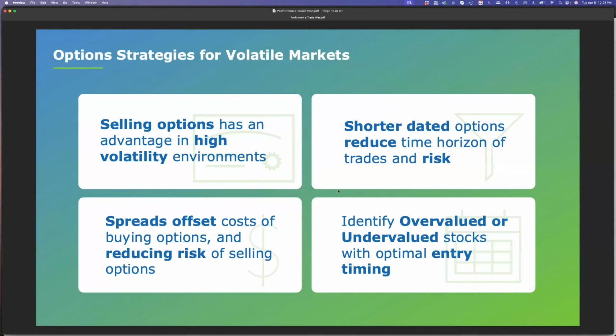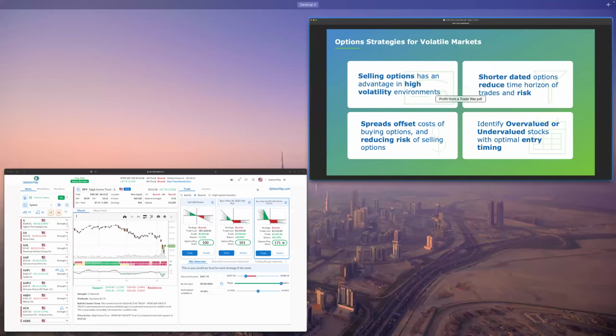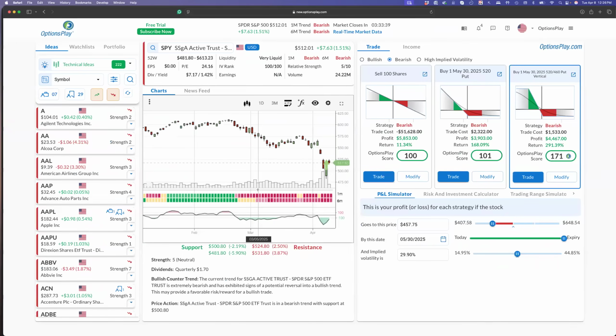And then lastly, what you want to do is try to identify overvalued or undervalued stocks with the optimal trade entry. And I'll show you how to do that here in a couple of seconds on the platform itself. But my goal here today is to help walk you through the tools that are available to you on the OptionsPlay platform to help you identify bearish opportunities in this type of market.